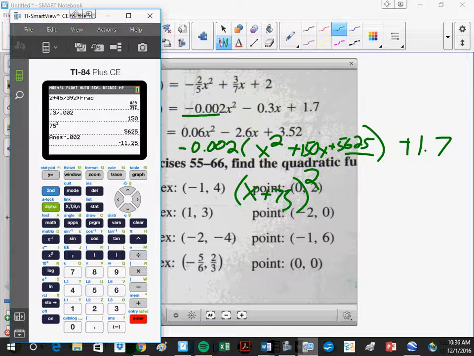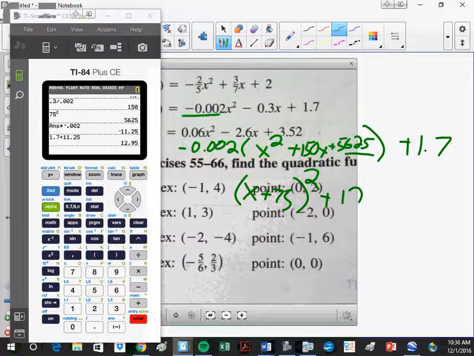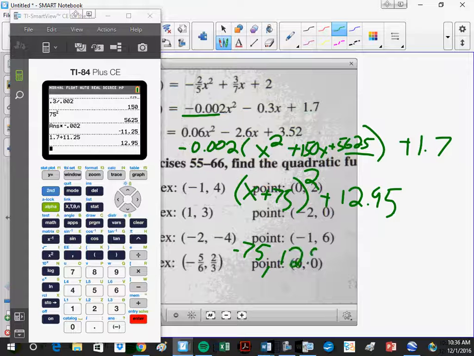So by adding the 5625, I have dropped the graph 11.25 units. To compensate, I need to go back up 11.25. So I take the original constant, which was 1.7, and add 11.25, and I end up with 12.95. So the vertex is now negative 75, 12.95.